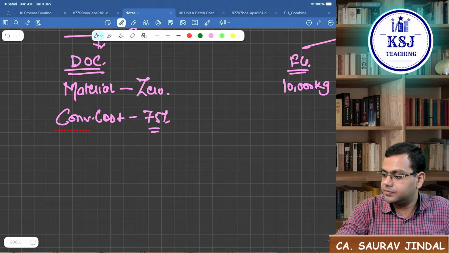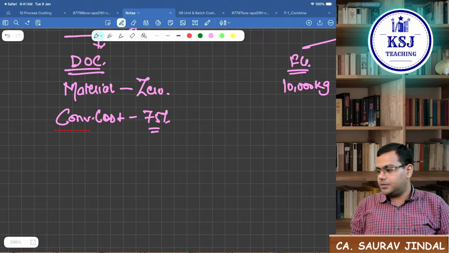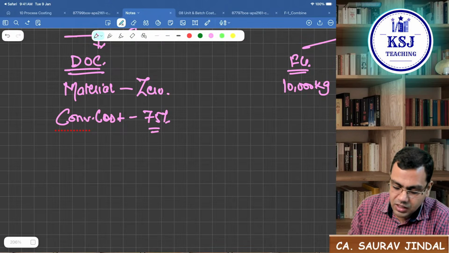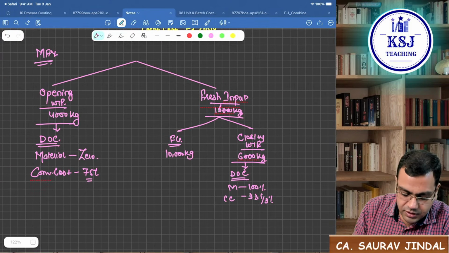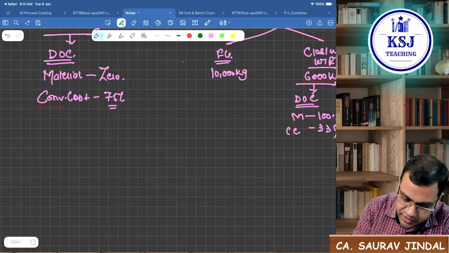Is that clear? So you will incur 75% in this particular period. And the cost incurred in this period. Okay, write down the cost incurred in this period.